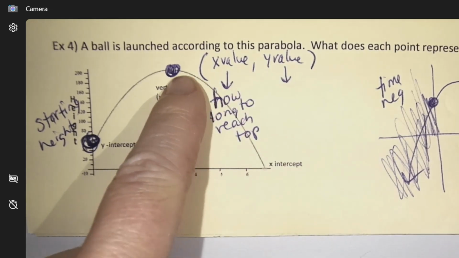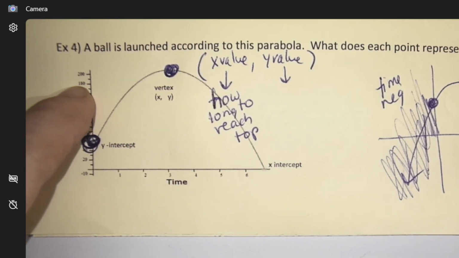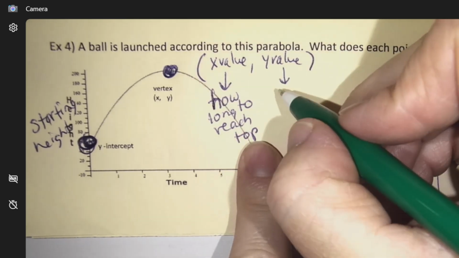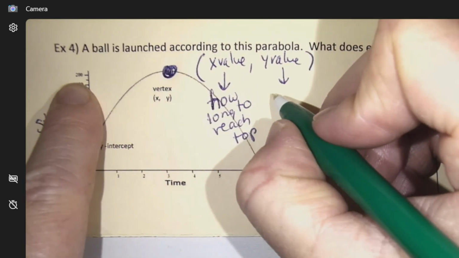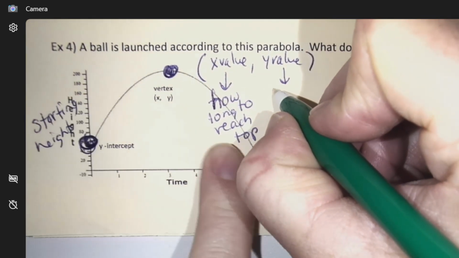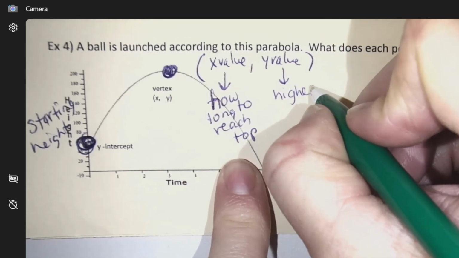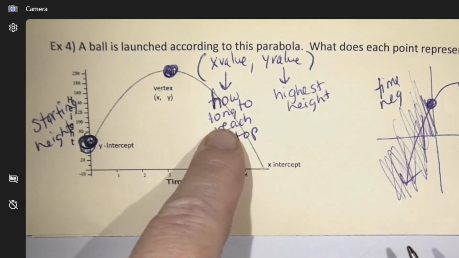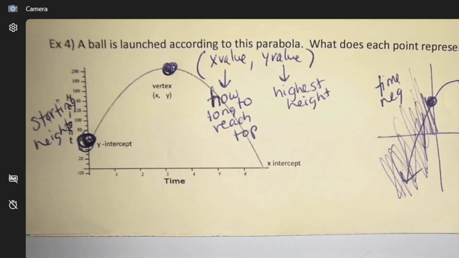And the y value, in this instance, it's 200. What does that represent for you? 200 is the what? The highest height. So how long to get to the top? Well, what is the top, right?